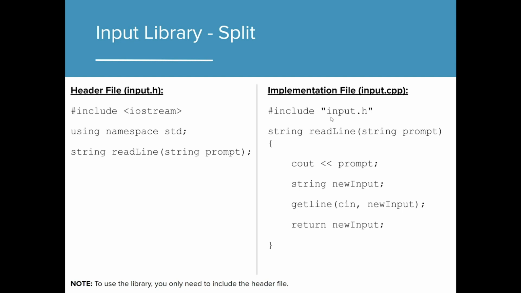Notice how the header file is now more streamlined and provides information that is needed for a developer to use the library. The implementation file, on the other hand, now separates out the details for how the function works. The implementation file needs to include the input header file, but doesn't need to include the IOStream again.